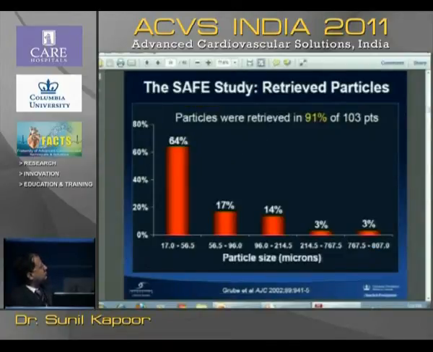Now, what are the particles that are seen? On the Y graph is the particle size: 17 microns, 56, 96, 214, 767, and the percentage. A lot of the particles are actually of much fewer microns than the much bigger plaques that we see. That is why, if visually there is no thrombus in the graft, it doesn't mean that it's not there, or that there is no atheroemboli or embolization. There's a significant number of emboli which are actually microemboli which cause the problems.